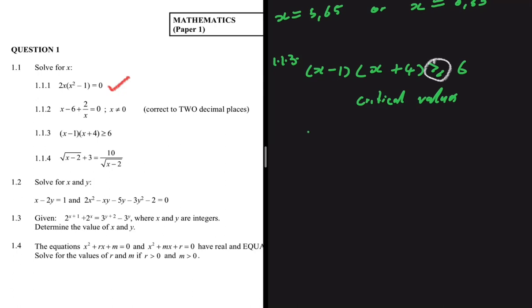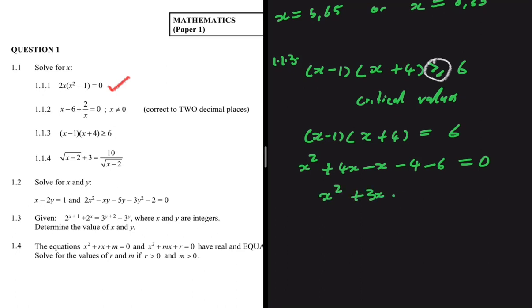So we're going to say that x minus 1 multiplied by x plus 4 is equal to 6. So let's multiply out. x multiplied by x is x squared plus 4x minus x minus 4 is equal to 6, right? So let's take 6 to the left hand side, so that will be minus 6 being equal to 0. So we have x squared plus 3x minus 10 being equal to 0.